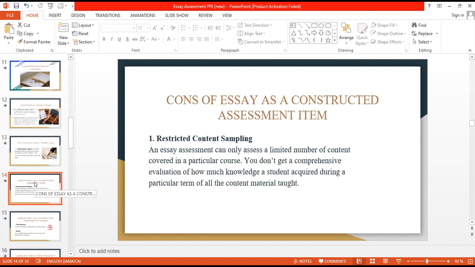Number 2, another con, restricted content sampling. An essay assessment can only assess a limited amount of the content covered in a particular course. You don't get a comprehensive evaluation of how much knowledge a student acquired during a particular term, of all the content material taught. Question before I expound: do you agree or do you disagree?